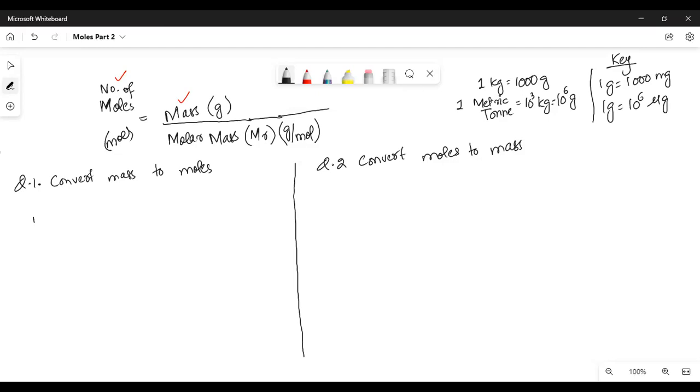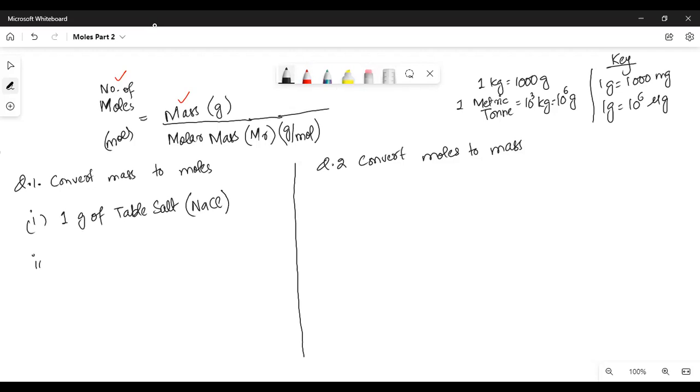So let's write the question. Question number one, you need to convert mass into moles. If the mass is not given in the standard unit of grams, you need to first convert it into grams and then convert them into moles. That's why the key is given up top. Okay, so let's move on. So you have 1 gram of, sorry, it shouldn't be salt alone. I should be writing table salt, the formula for which is NaCl.